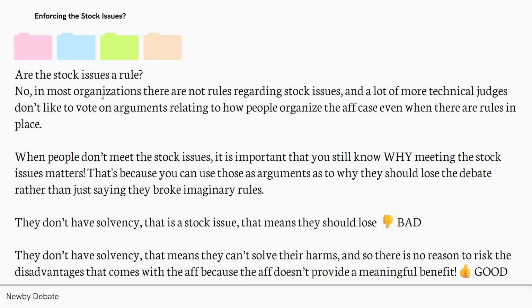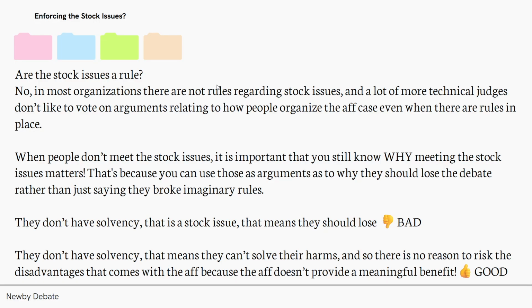Enforcing stock issues, are they a rule? No, in most organizations, stock issues are not a rule, and technical judges don't really like to vote on stuff like that. They don't really want to vote on an argument relating to how the plan is organized. Even if you're debating in a format where your state or local rule book says you have to debate the stock issues, if you've got a more technical judge in the back of the room, even if it says it in the rules, they still might be like, I don't want to vote on that because that feels rather silly. And we'll talk about that at the end of this slide.